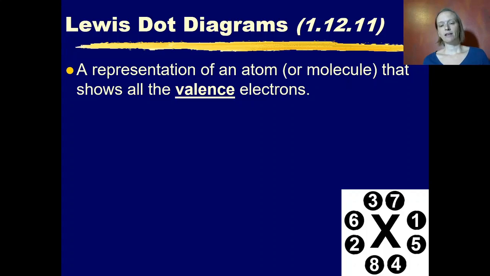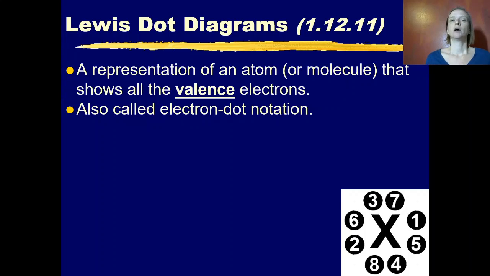We've been talking about valence electrons, and we want a way to represent these valence electrons so that we can communicate how reactive or not a particular element is. One way to do that is to use a Lewis dot diagram. A Lewis dot diagram is a representation of an atom. There are also ways to represent molecules, but right now we're focused on atoms that show all of the valence electrons of that atom.